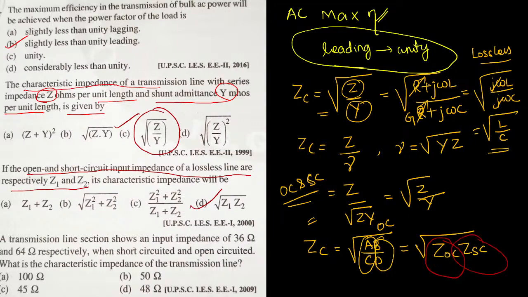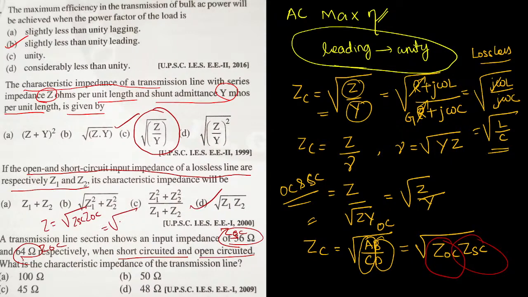The transmission line section has input impedance of 36 and 64 ohm respectively when short circuited and open circuited. This is the short circuit impedance. First one is short circuit, second one is open circuit. Then what is the answer? The answer will be square root of the product of short circuit impedance into open circuit impedance.